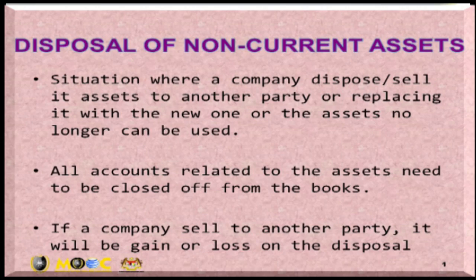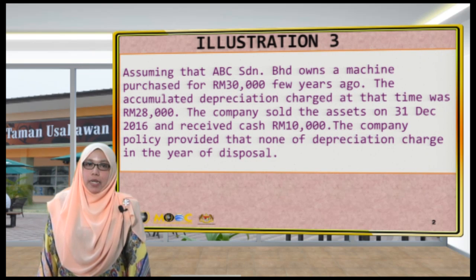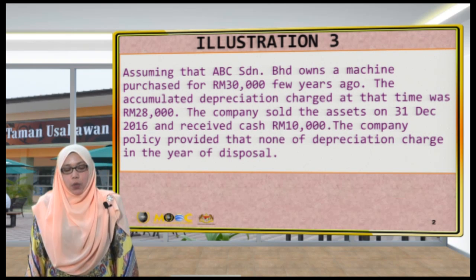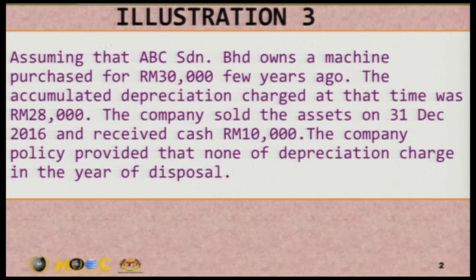Now, I'm going to show you an illustration of the disposal of non-current assets. So, let us read the question first. Assuming that ABC Sdn Bhd owns a machine. The machine was purchased for 30,000 ringgit a few years ago. The accumulated depreciation charge at that time was 28,000. The company sold the asset on 31st December 2016 and received cash of 10,000 ringgit. The company policy provides that no depreciation is charged in the year of disposal.